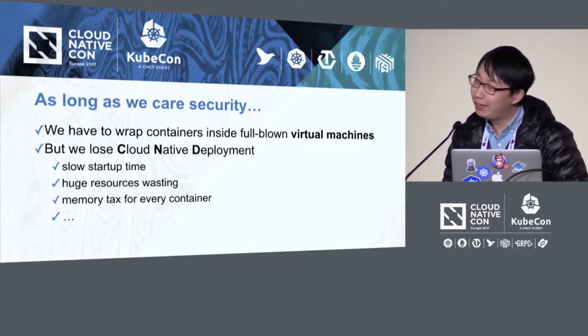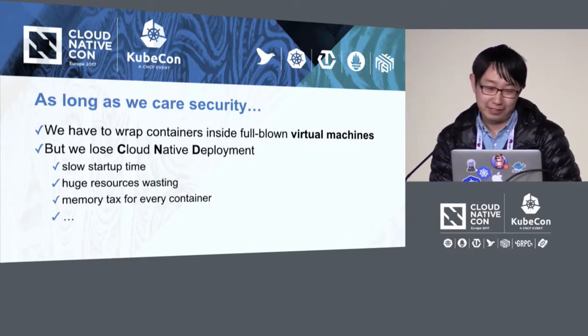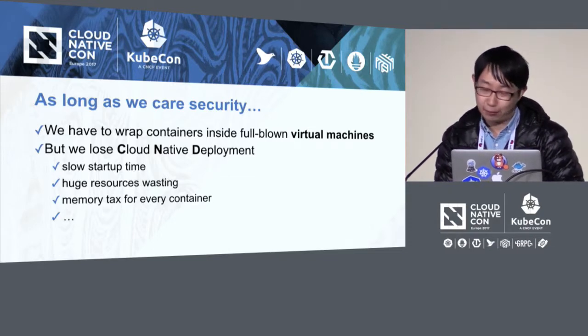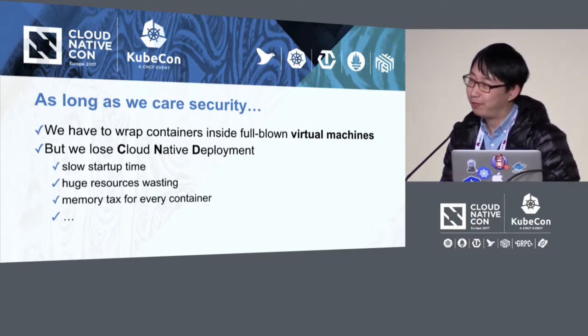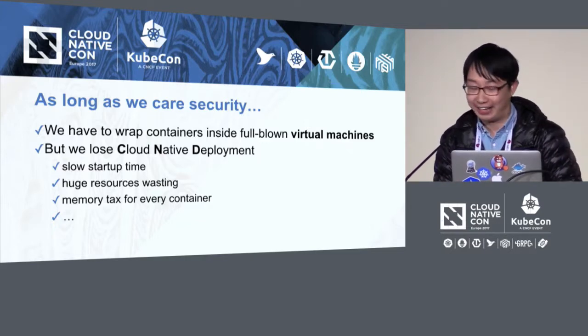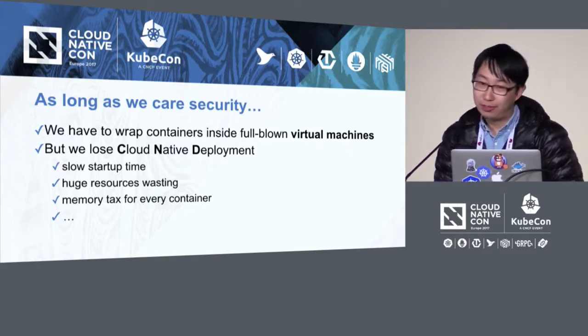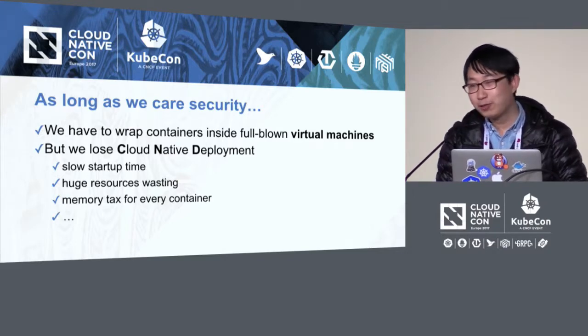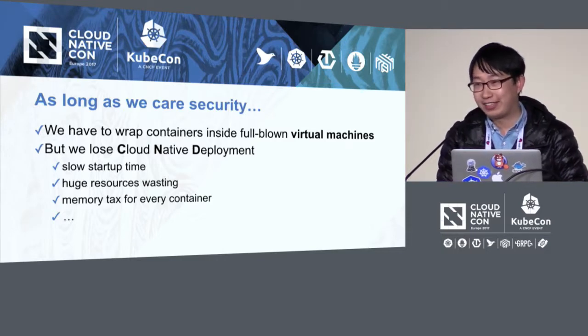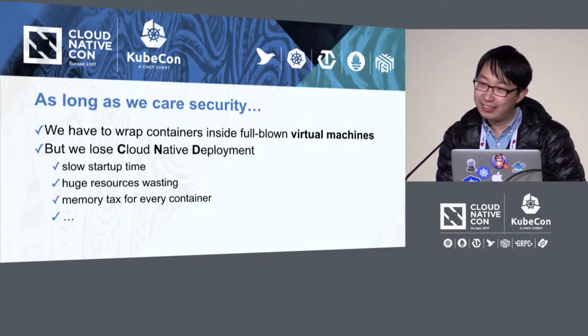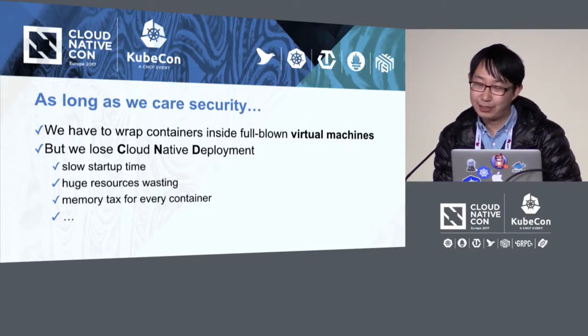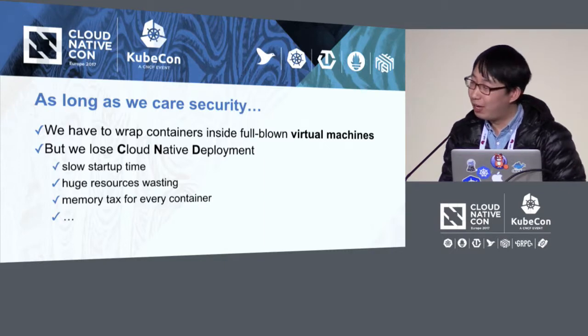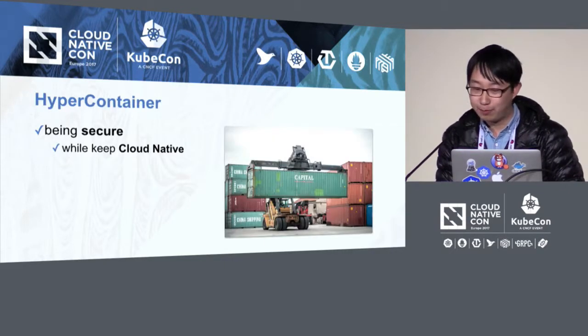As long as we care about this kind of security, a lot of people have to wrap their containers inside full-blown virtual machines. This is actually what most container cloud providers are doing today. But in that case, we lose the so-called cloud-native deployment. For example, we have to tolerate the slow startup time of virtual machines, and the huge resource waste caused by the virtual machine cluster in your data center. On the other hand, every container in your cluster has to pay an extra memory tax because there's an extra hypervisor layer running in your data center. So this is a problem.